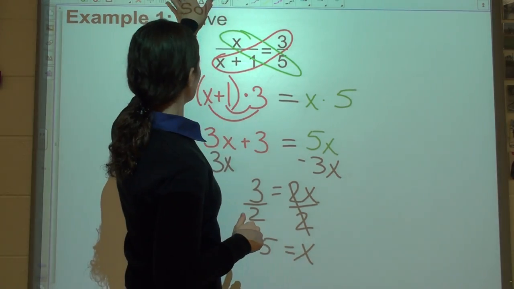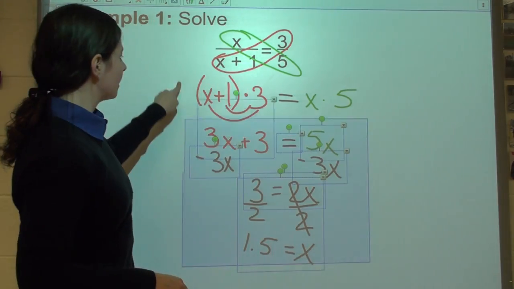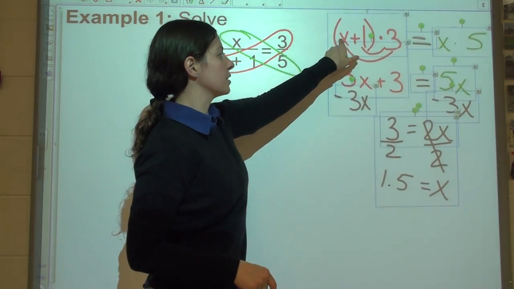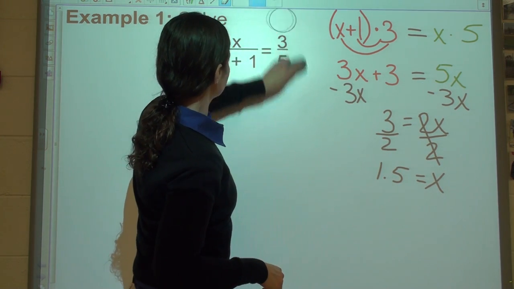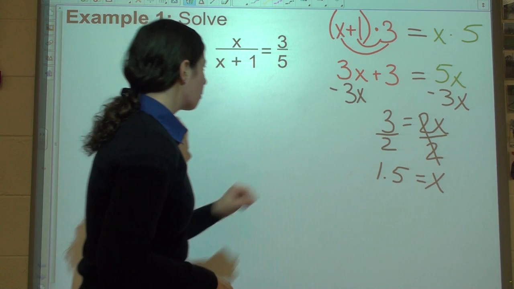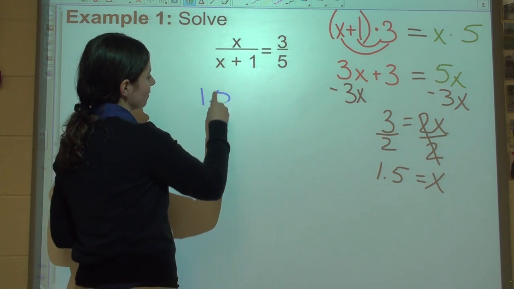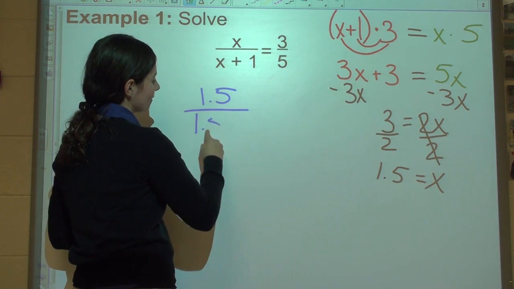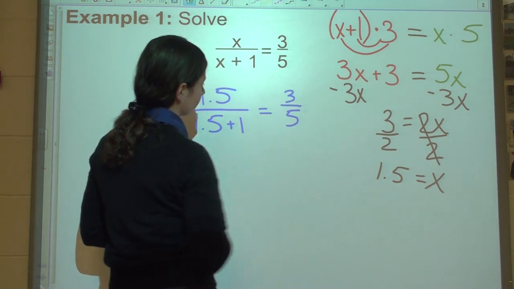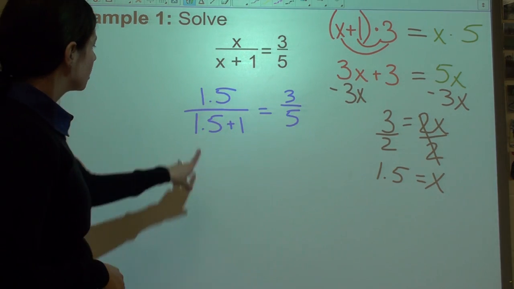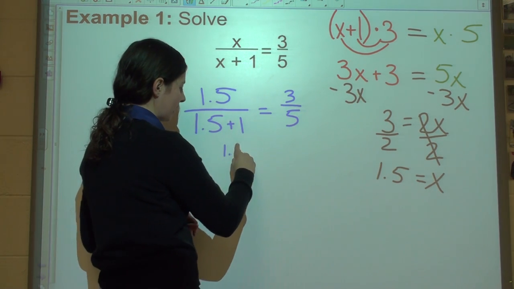Now I'm sure some of you are already going, oh no, we've gotten a fraction, we must have done something wrong. So let's go back and test and see if we actually made any errors. So I'm going to take 1.5 and plug it in. So I've got 1.5 over 1.5 plus 1, and we want to see if that's equal to 3/5. So 1.5 plus 1 gives me 2.5.